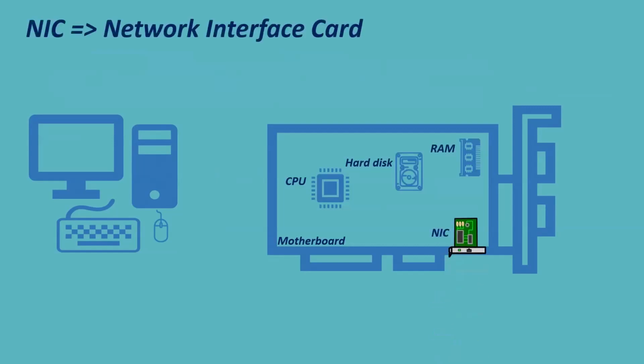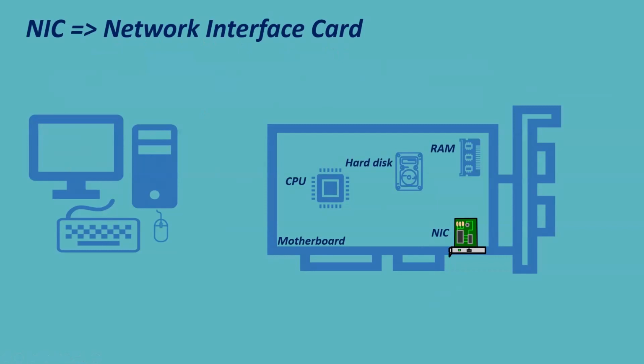Now, previously, before the network came into picture, this was what we could think about the structure of a computer. It had a motherboard, it had a CPU, hard disk, RAM, and then when the networks decided to come up, another entity came into picture, which is called a NIC, or the network interface card.